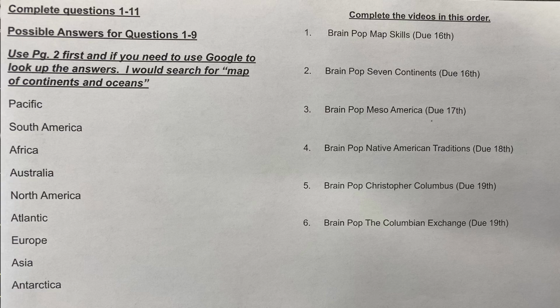As I'm explaining to students what they're going to be doing, I will display the directions on the screen for them. So let me show you what that looks like as well. You see on the left-hand side, it tells students what the possible answers are for questions 1 through 9 and where to look to find the answers. Then, when students are finished answering questions 1 through 11, they will grab their Chromebooks and work on the Edpuzzles, which are on the right-hand side.